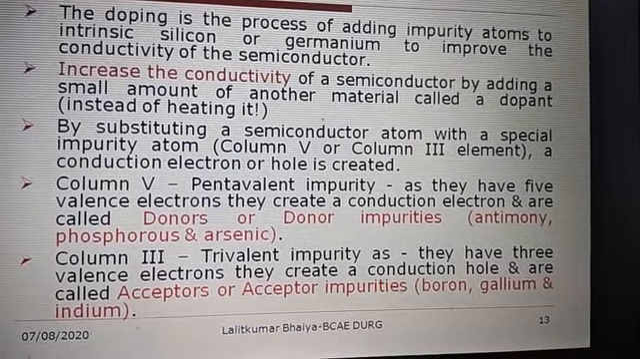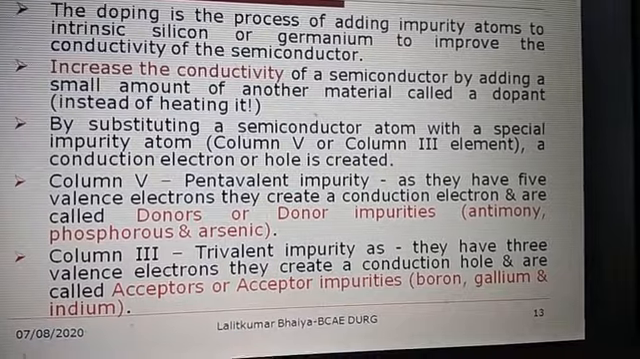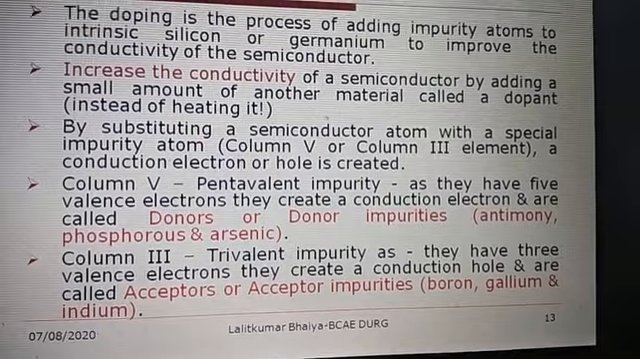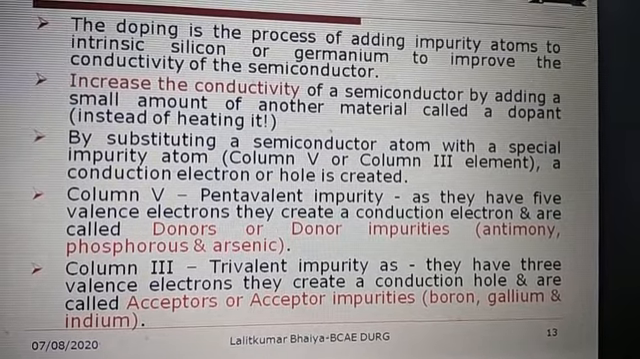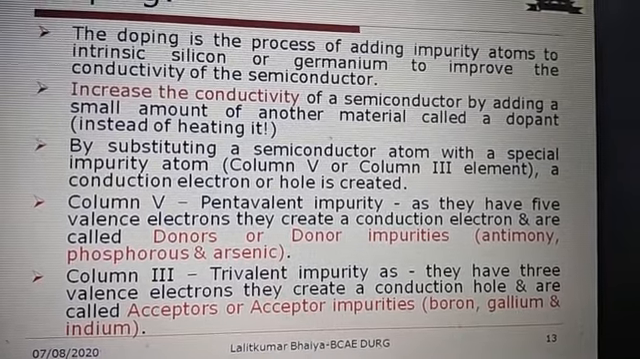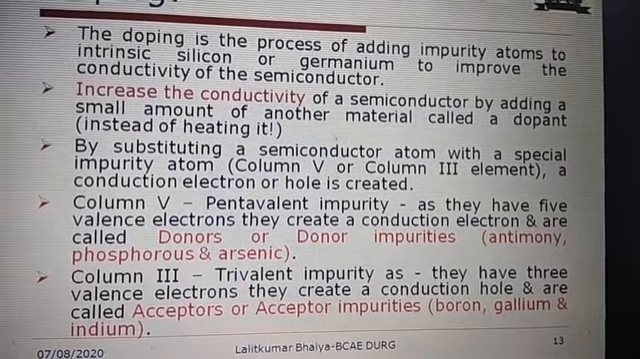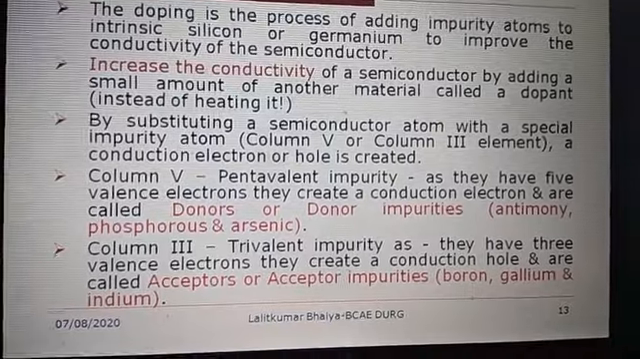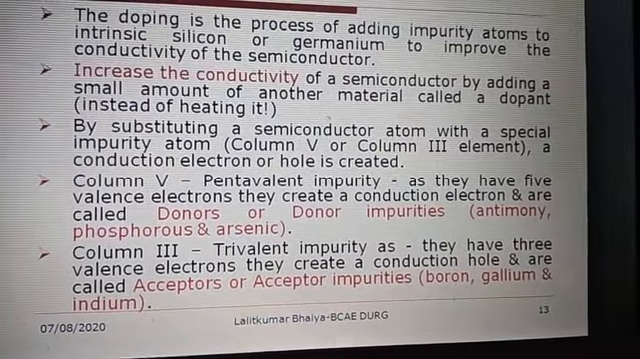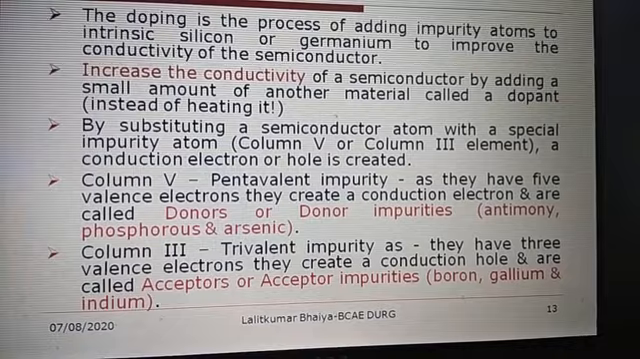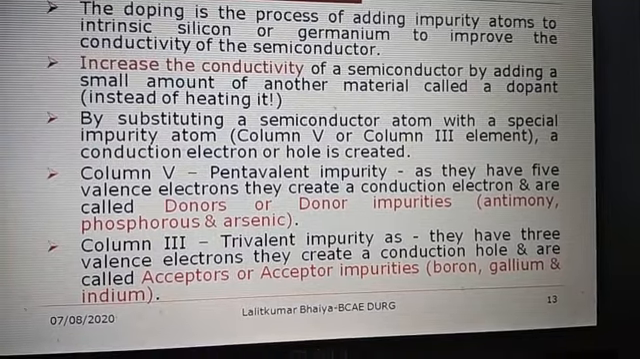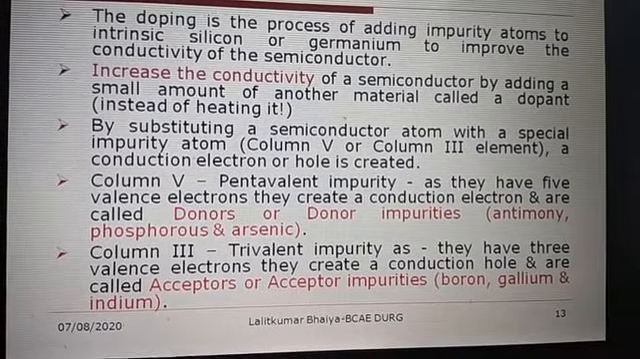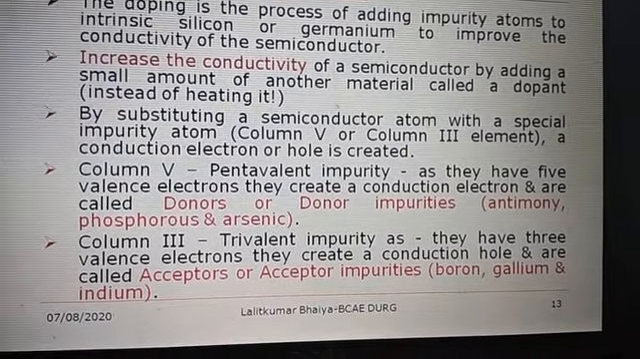Pentavalent impurities have 5 valence electrons in their outermost orbit, they create conduction electrons, and are called donors or donor impurities. For example, antimony, phosphorus and arsenic have 5 valence electrons, in the 5th column of the periodic table.